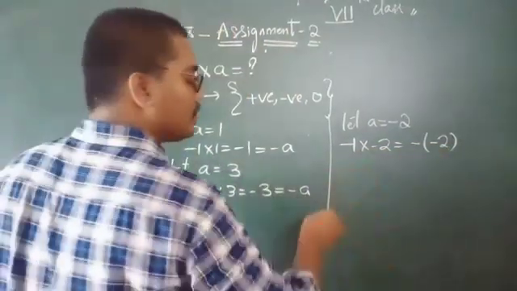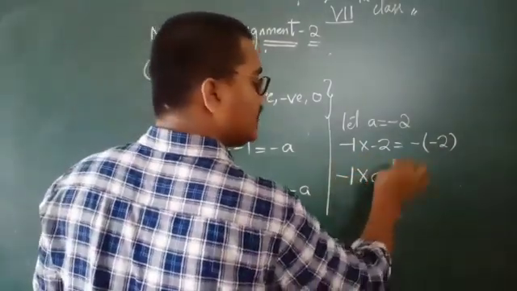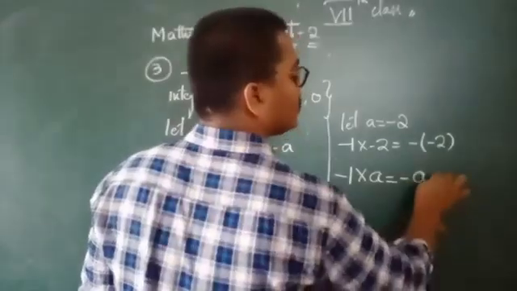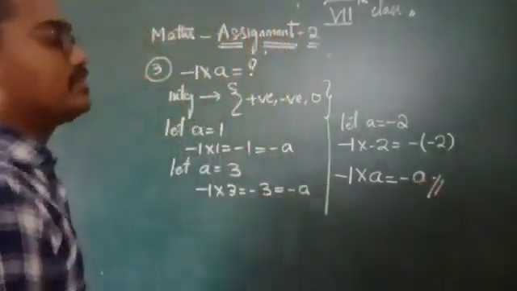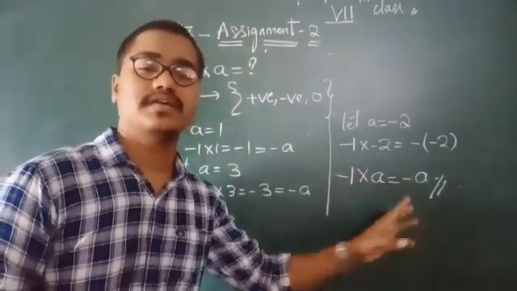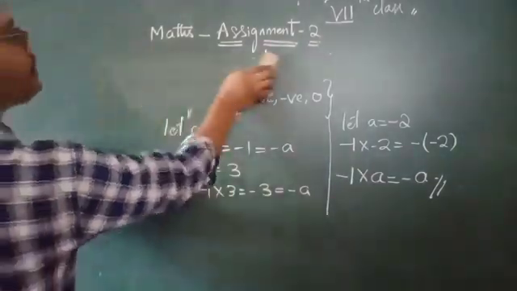Yes or no? So that means when you multiply minus 1 with an integer, any integer a, the resultant answer will be minus a. So the resultant answer for the given question minus 1 into a, if a is any integer, will be minus a. Hope it is clear to everyone. Now coming to the fourth question.